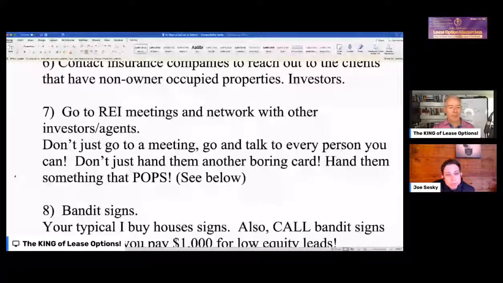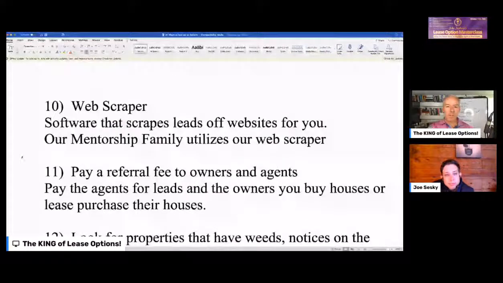Car wraps. Web scraper. There's a scraper software, I think, that will actually scrape a couple of websites. We have our own that we have for our dream partners. You can pay a referral fee to owners and agents to send you leads.